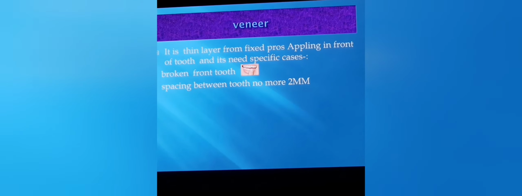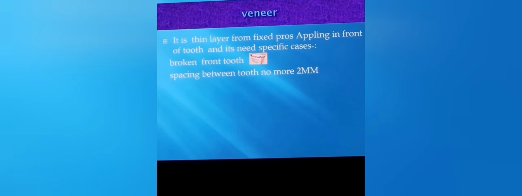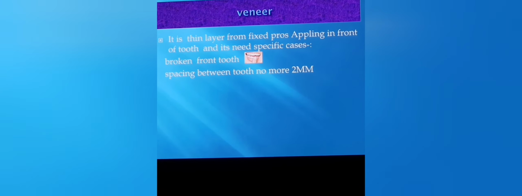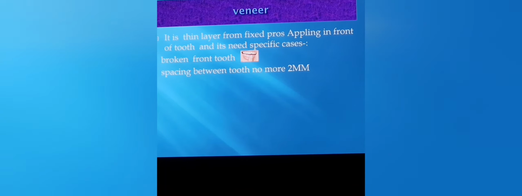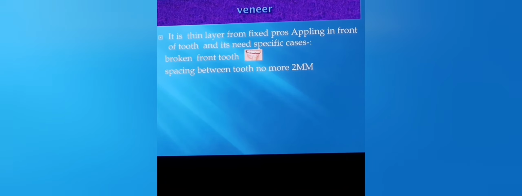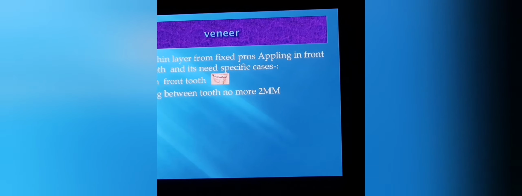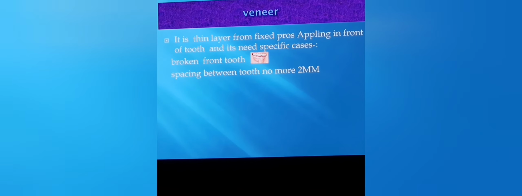Okay, now we want to know what veneers are. A veneer is a thin layer of fixed prosthesis, as I said, that is applied to the front of the tooth, and it is needed in specific cases. That means not all cases can use veneers. If you have healthy teeth, you can't use veneers. What are the specific cases that can use veneers?